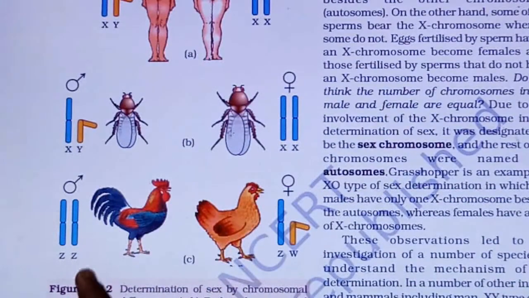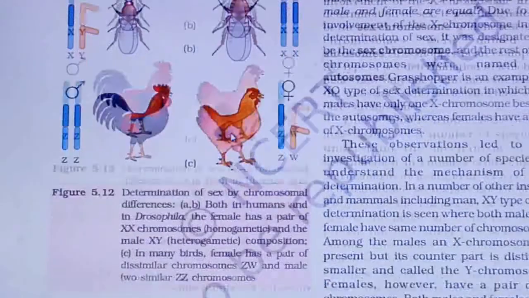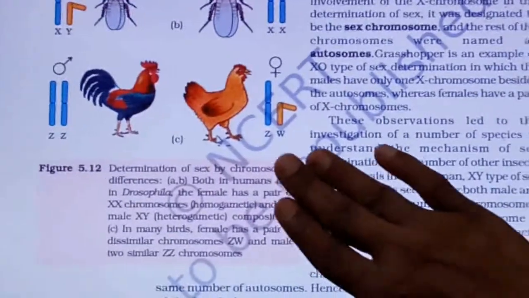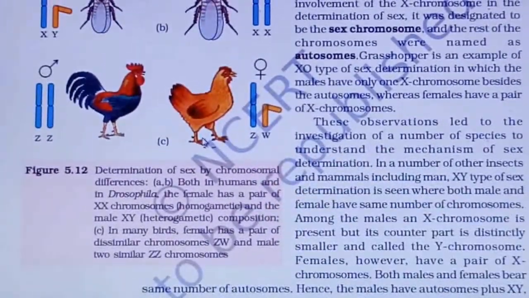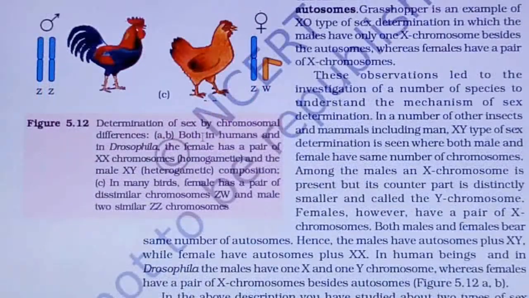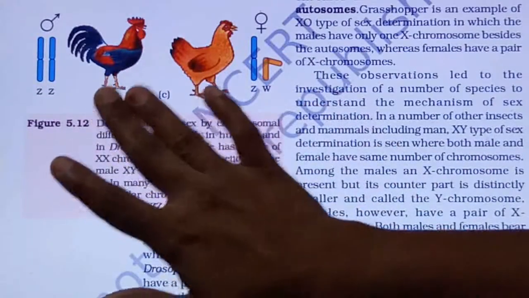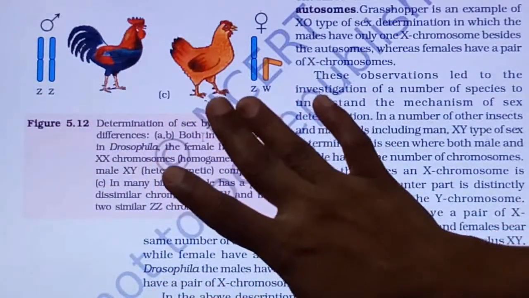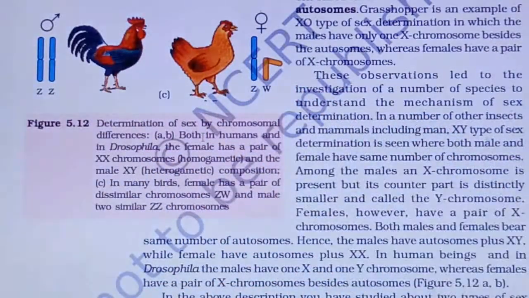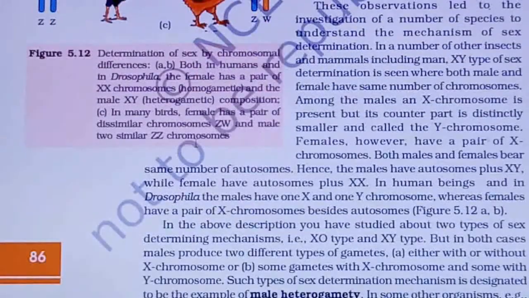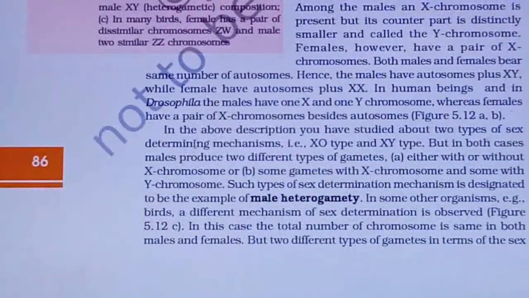But if you see in birds, in a male it is ZZ type, homozygous chromosomes, and in female it is heterozygous, that is ZW. So this will be asked. Along with this, it will also be asked for reptiles, right? So you have to prepare this. This is the chromosomal determination of sex. Along with this, some environmental factors are there. Based on that also a 2 marks question will be asked.